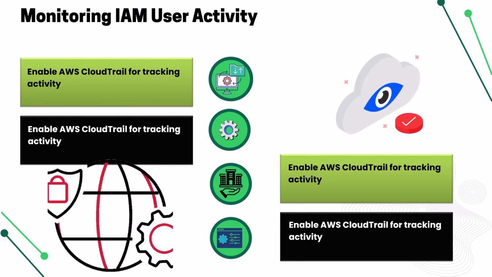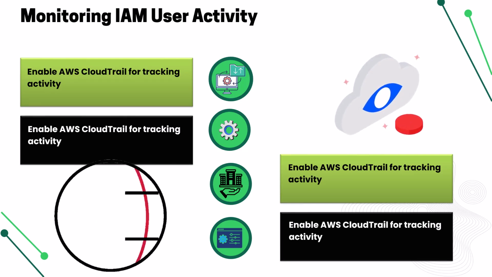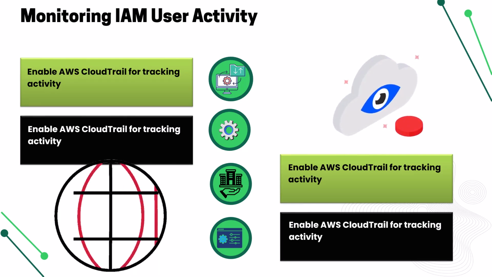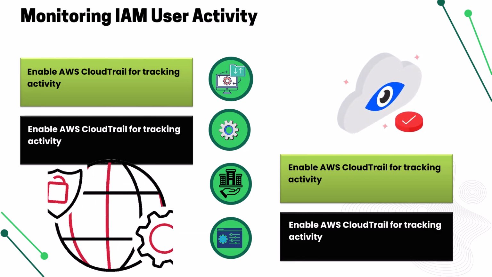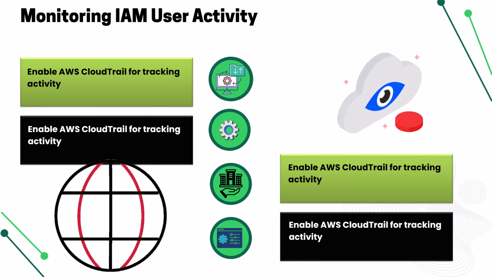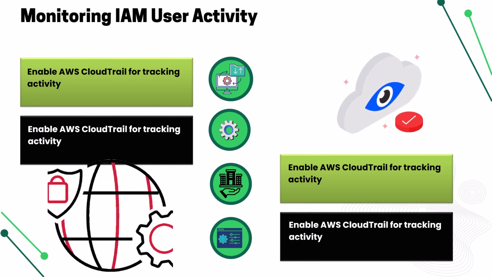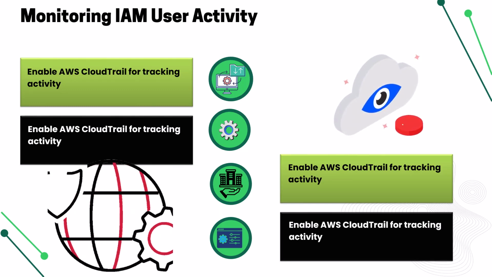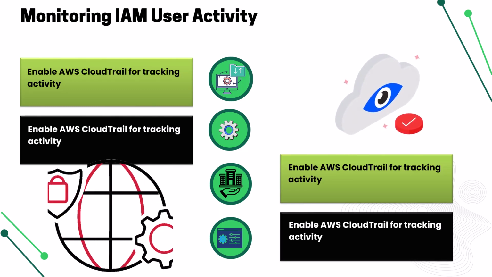IAM monitoring is like having security cameras for your AWS environment. CloudTrail tracks user activity, AWS Config analyzes changes, and alerts help detect suspicious behavior before it escalates. Generating reports makes audits easier, because nobody likes last-minute compliance panic.